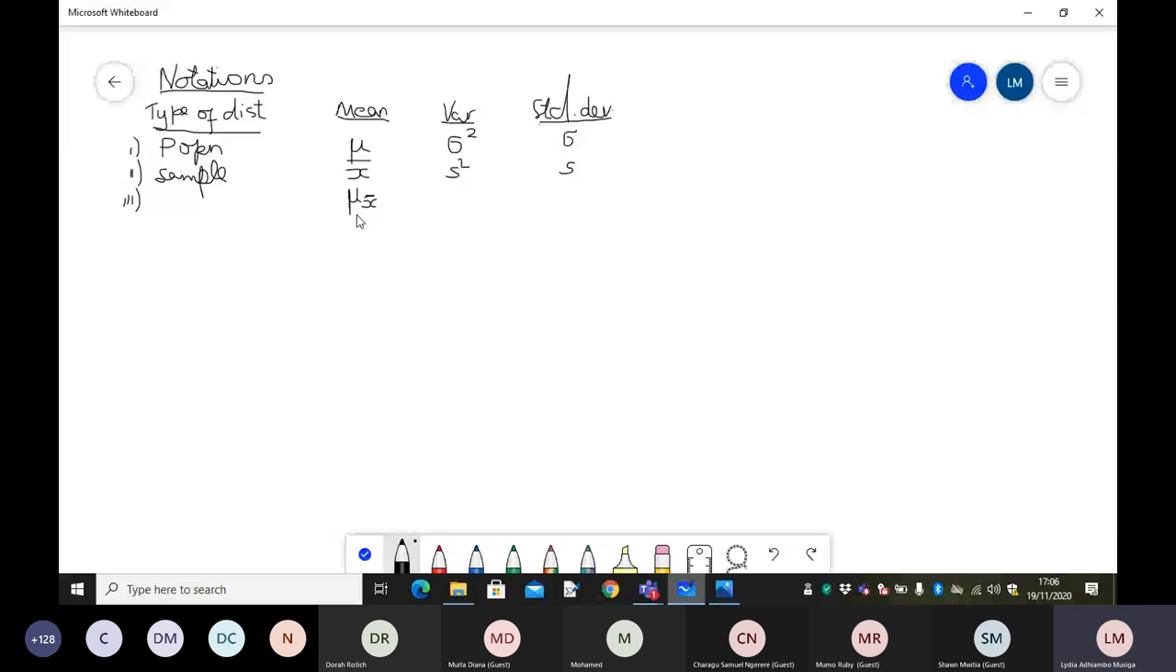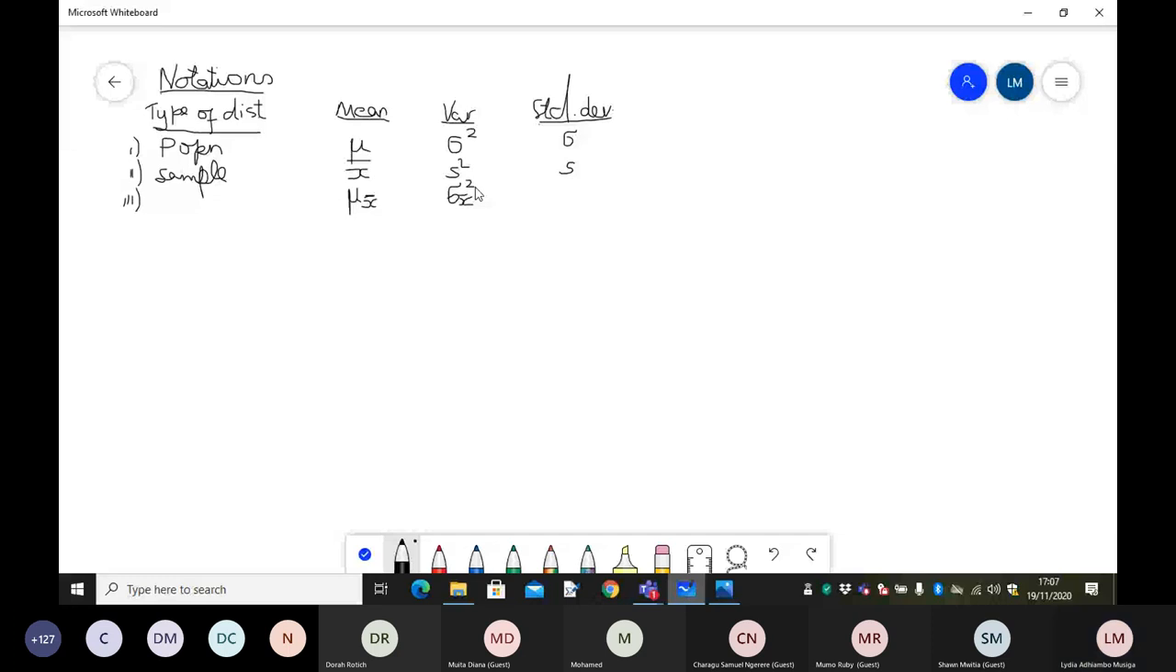How do we denote the variance of the sampling distribution of the sample means? We denote it by sigma subscript X bar squared, and we refer to it as the variance of all sample means.